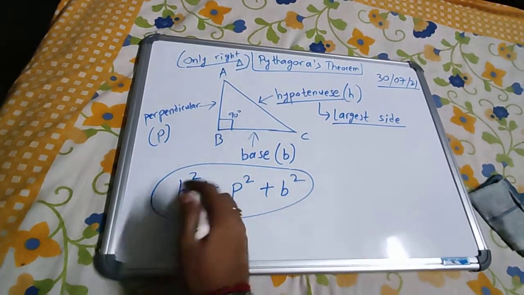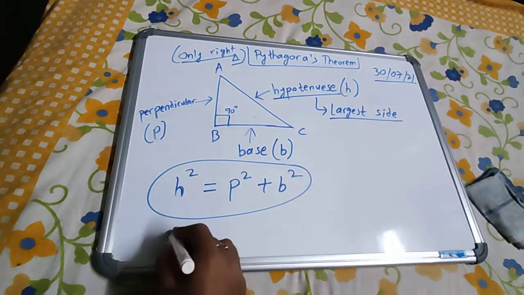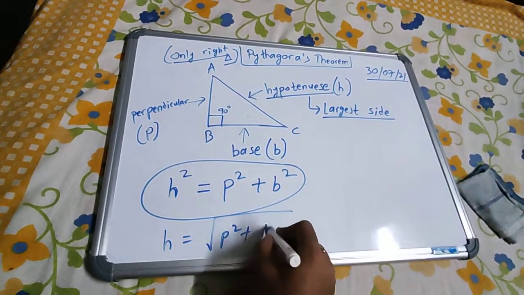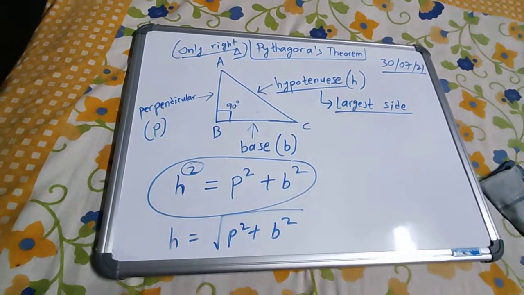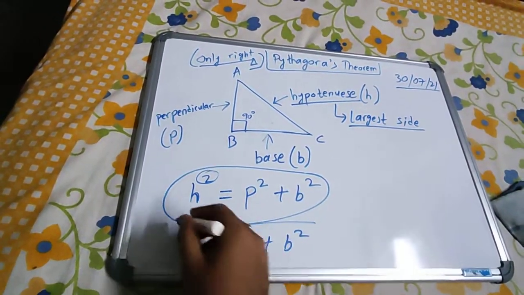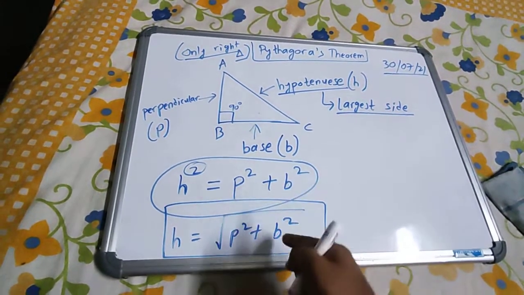Or you can also write it by removing the square, so a square root will come. The hypotenuse will be the square root of p square plus b square. If I remove this square, then this root will come. So you can use either this one or this one, both are correct.